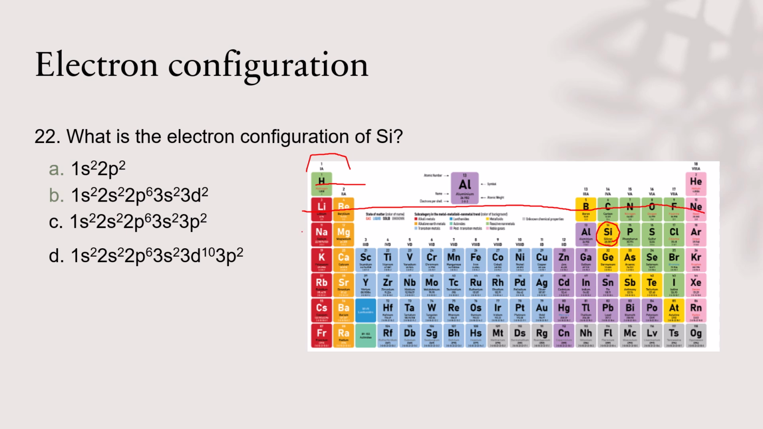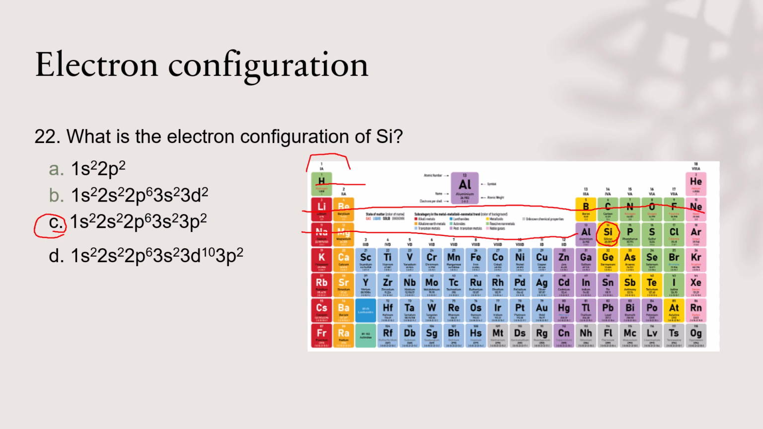Then we hit period 3. 3s2 gets us to magnesium. Then we hit the 3p's. 3p what? Well, silicon is the second one in the 3p block, so it would be 3p2. So the correct answer here is going to be choice C, because that gives us exactly what we need.